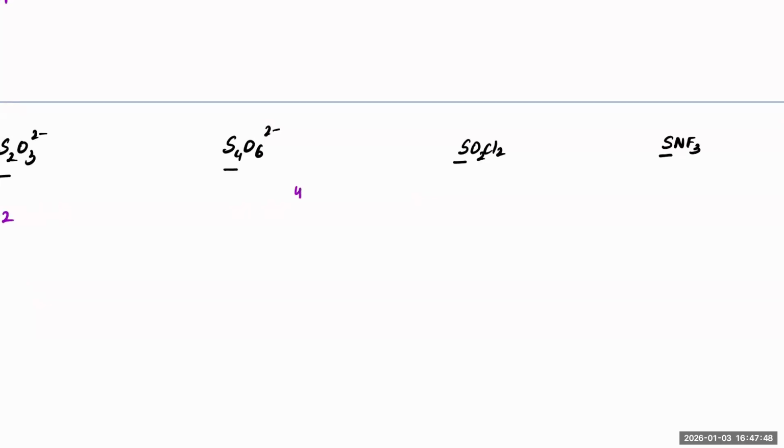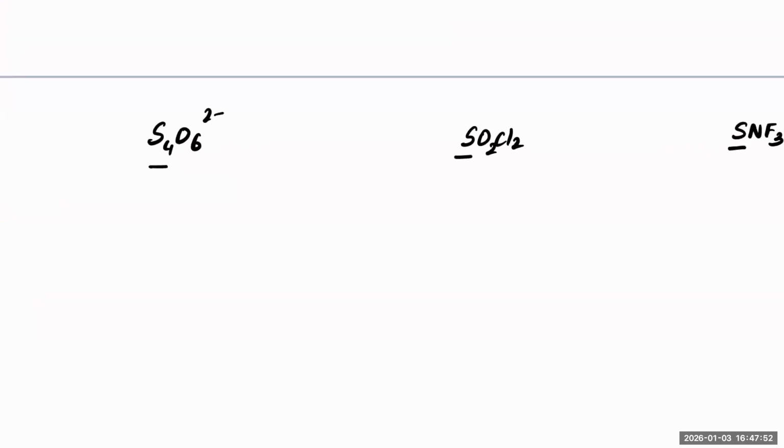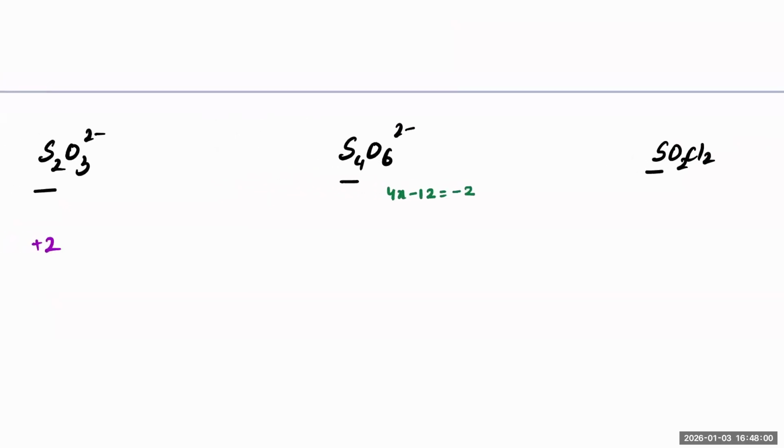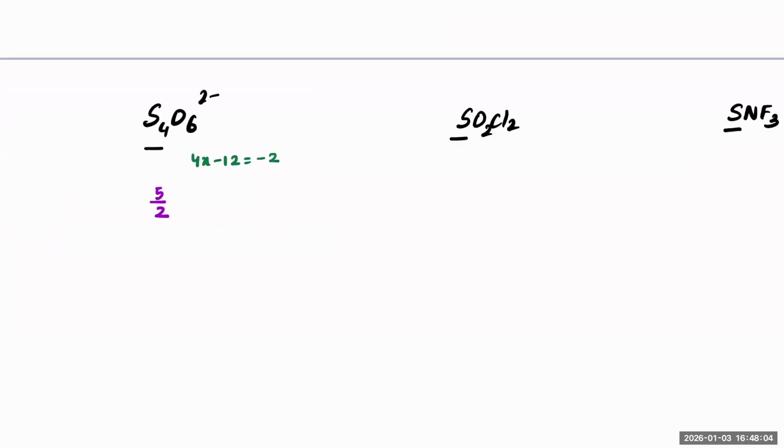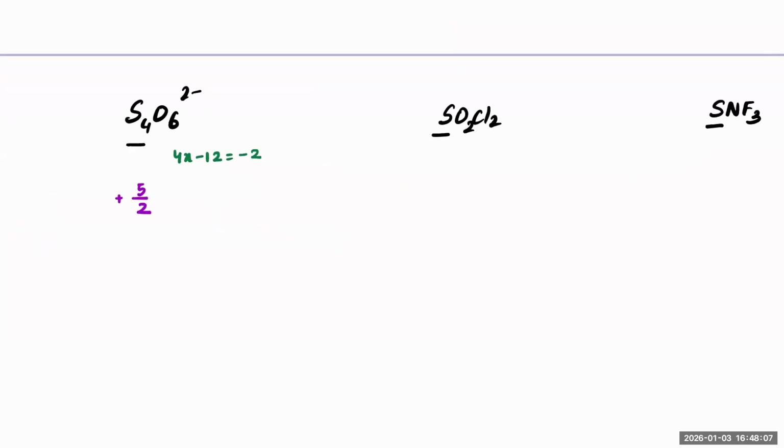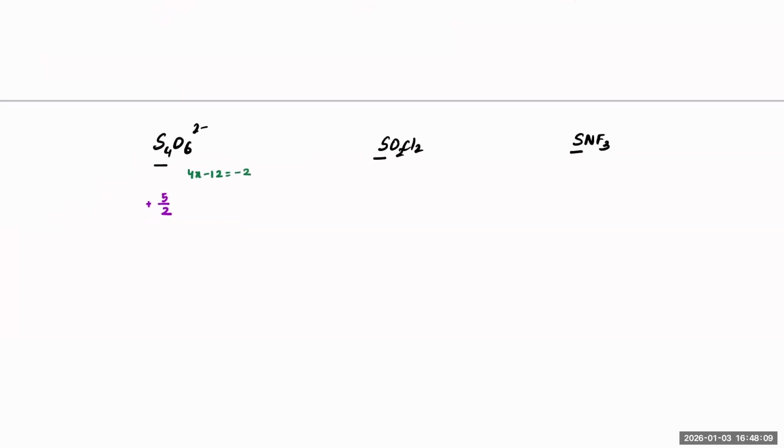See, total we have, let me write down this way. We have total of 4x plus 5 by 2, minus 12, minus 2, right? So how much are you getting? 5 by 2. So that is the oxidation number. Next one, SO2Cl2, plus 6, right? Next one, not done, right?